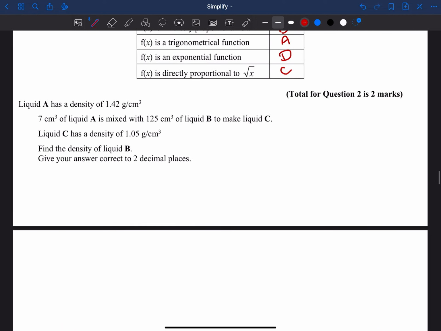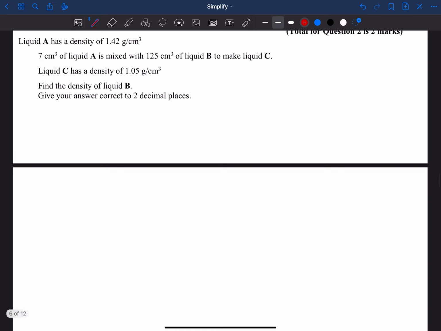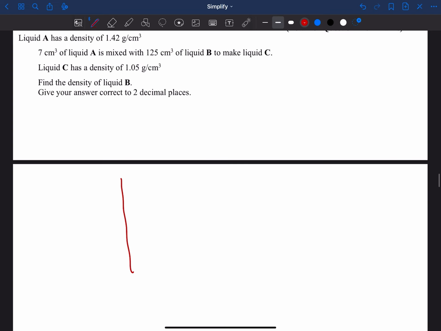The next one, density question. It's normally a 3 marker, so always have the table prepared. A, B, C liquid.